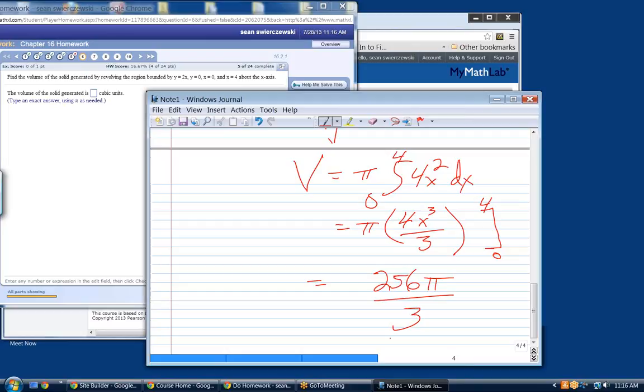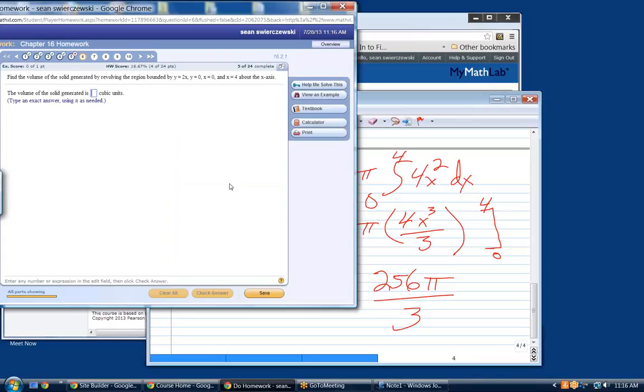256 is not divisible by 3. So that's got to be the final answer: 256 pi over 3. Well, I guess we could put in the decimal. What is 256 divided by 3? I don't think they would have it. It doesn't say round. It says type exact. I agree. We're getting the hang of this.